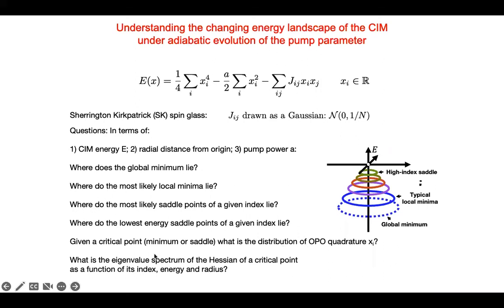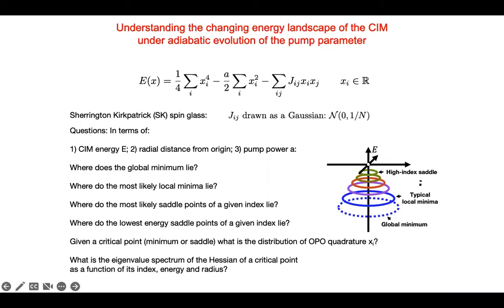Given a critical point, either a minimum or a saddle, what is the distribution of this OPO quadrature xi? OPO stands for optical parametric oscillators. What does the distribution of the xi's look like at a minimum? And what is the eigenvalue spectrum of the Hessian at a critical point as a function of its index, energy, and radius?